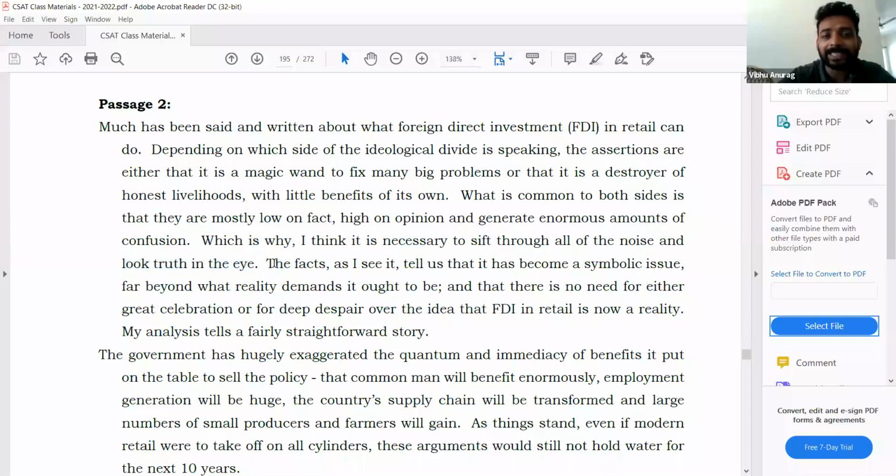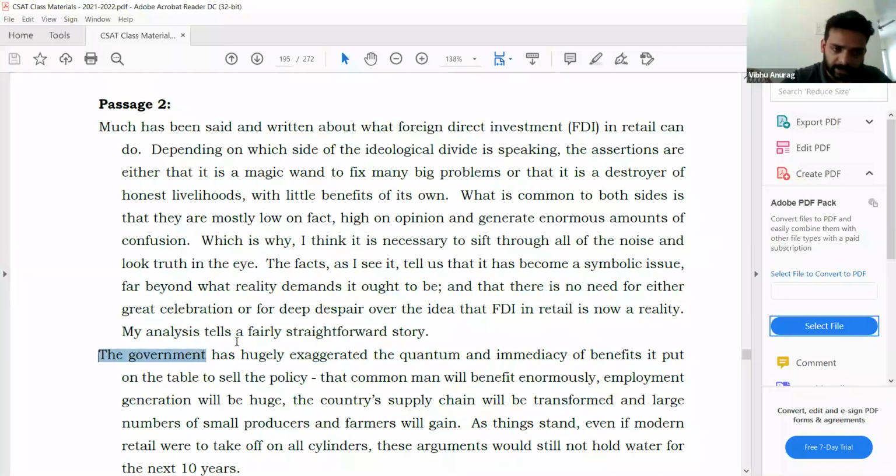He says the facts as I see it tell us that it has become a symbolic issue, far beyond what reality demands it ought to be. So it's become more of a symbolic issue, more than what is required. And there is no need for either great celebration or for deep despair over the idea that FDI in retail is now a reality. So there is no need to celebrate it much, nor is there any need to despair over it. Then he says, my analysis tells a fairly straightforward story. So the author will tell a straightforward story.